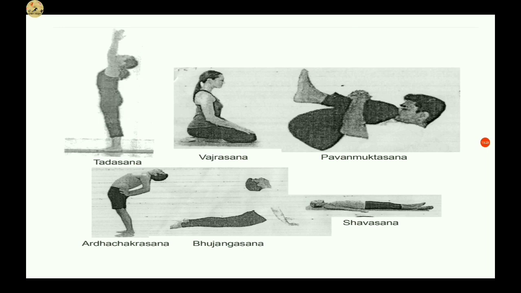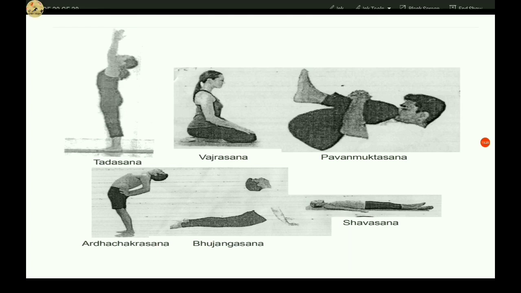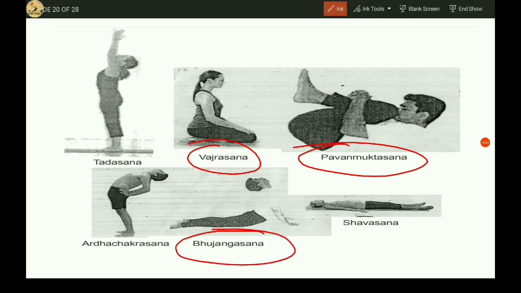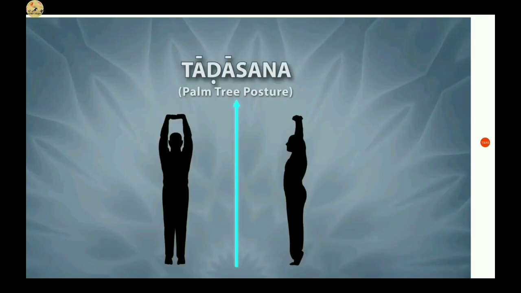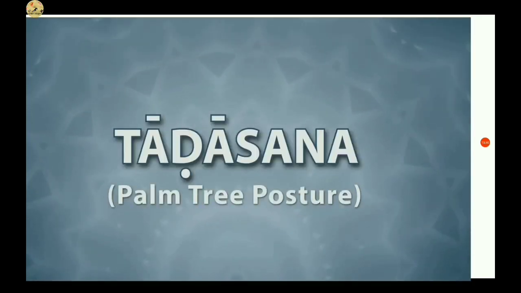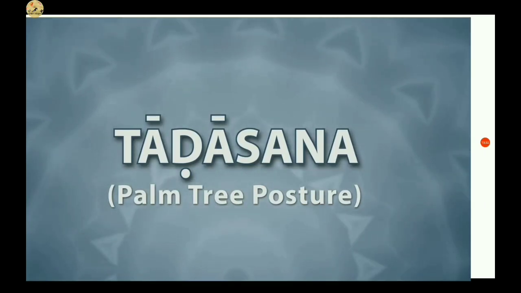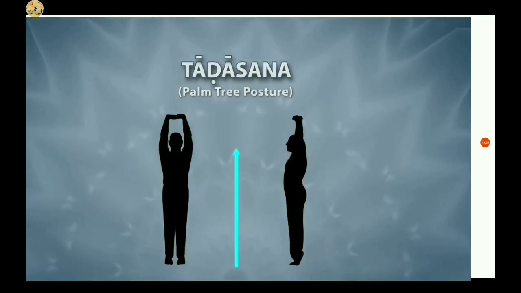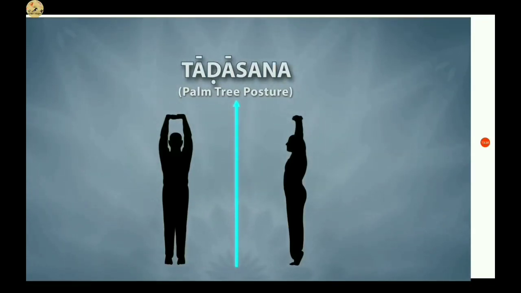Dear student, we have discussed already the Vajrasana in obesity, Pavan Muktasana and Bhujangasana procedure, benefits and contraindication for diabetes. Now we will discuss the Tadasana, Ardha Chakrasana and Savasana. So first of all, we will discuss the procedure of Tadasana. Tad means palm tree. While doing this asana, your body posture becomes tall and strong, like the palm tree.